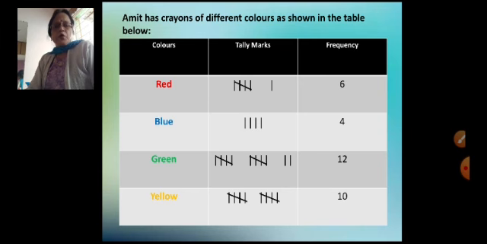Blue is 4: 4 vertical lines. Green is 12. So 5 and 5 are both in groups and 2 more, that is 12. Yellow is 10. 5 in a group, another 5 in a group, that is equal to 10.